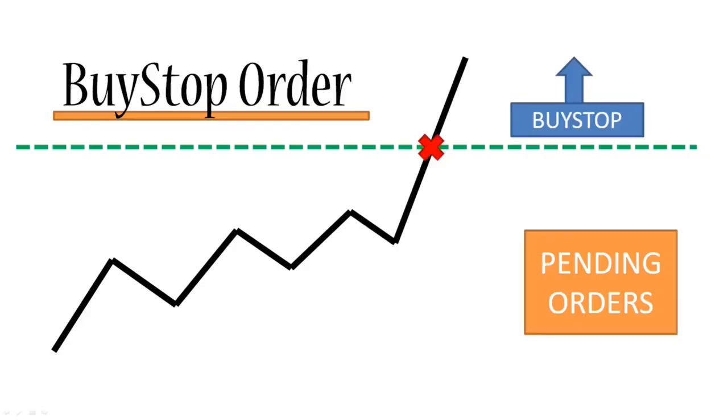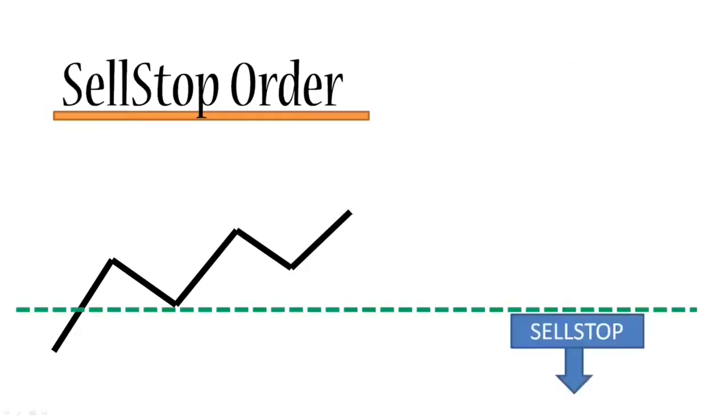The price crosses the green line, and that's exactly when your buy stop order turns into a buy order. So from that red cross onwards, your buy stop order no longer exists. Now you have a buy order in the market. Sell stop order, very similar. So you're saying when the price crosses the green line, I want to enter the market with a sell order. When that happens, your sell stop order turns into a sell order instantly.